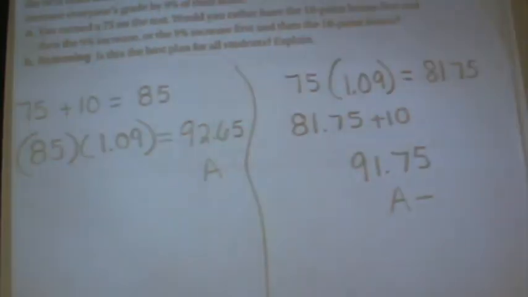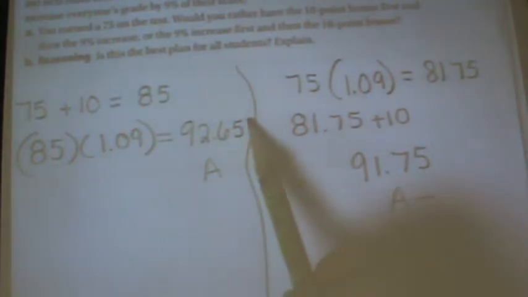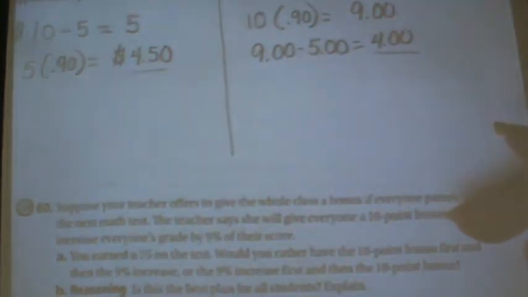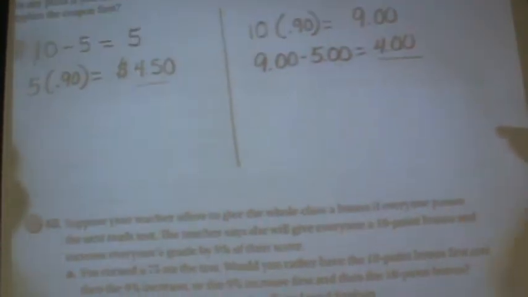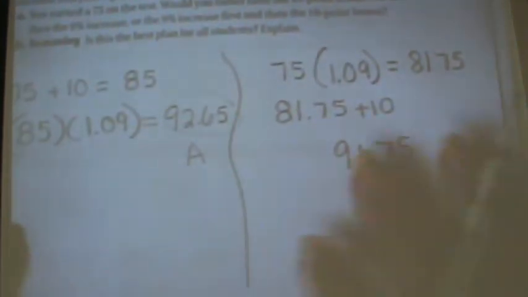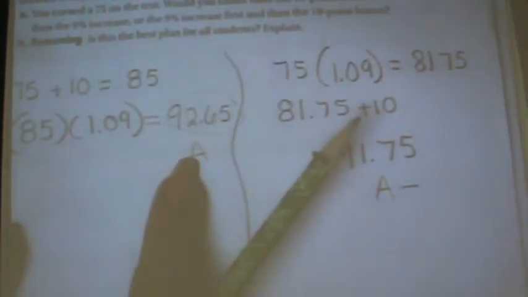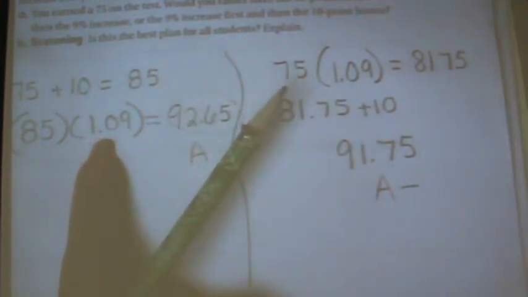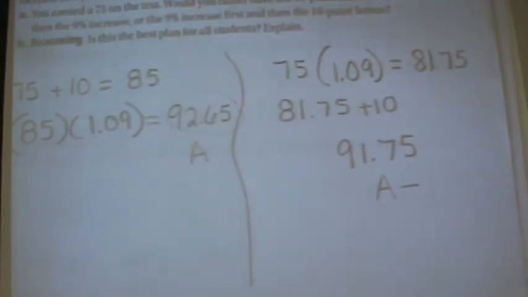So in this case, you want the higher score, but with the pizza, the higher score was not what you wanted. You don't want to pay more for a pizza. So it depends on the situation. If you're talking about money and what you're paying for, you obviously want it to be less. But when you're talking about your grade, you want a higher grade. So in this case, doing the percent first was the better choice. Does that make sense?